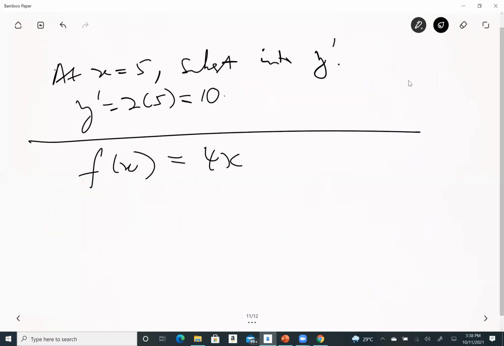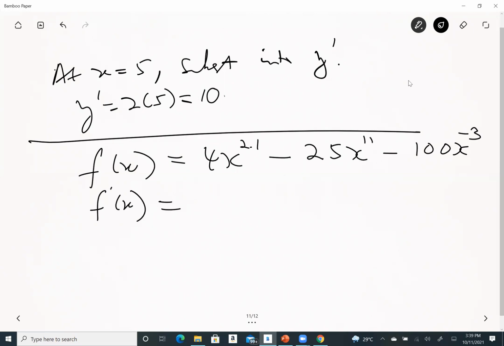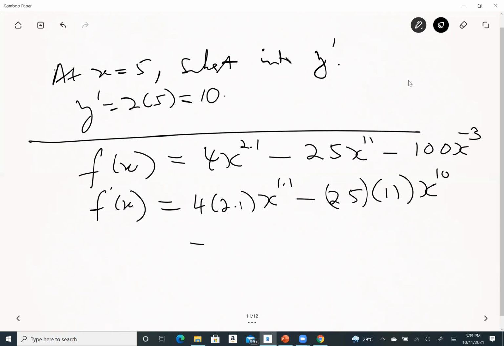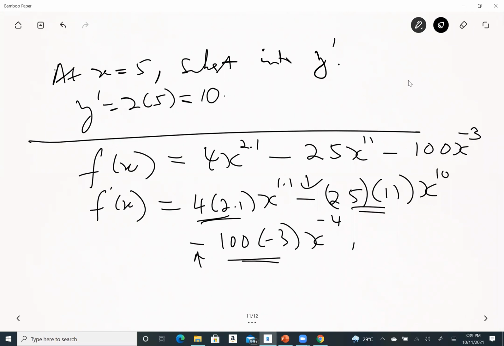Let's say I have 4x to the power of 2.1 minus 25x to the power of 11 minus 100x to the power of negative 3. For the difference rule, we differentiate every term, and you maintain the negative sign. So I have 4 times 2.1, x to the power of 1.1. Maintain the subtraction sign. I have 25 times 11, x to the power of 10. And then another term: 100 multiplied by 93, x to the power of negative 4. So you maintain the difference. That is the difference rule, and of course, you can simplify.